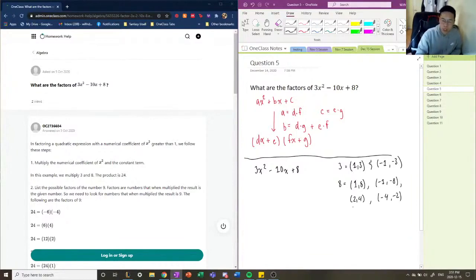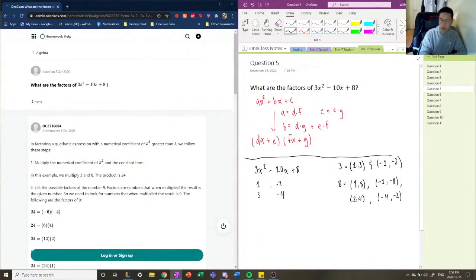Okay, so we need to choose a pair of factors from here and a pair of factors from here such that b will equal the sum of this formula here. This is basically trial and error at this point. So let's pick the factors of 1 and 3. Okay, let's put it in this way. And for 8, why don't we pick the factors of negative 2 and negative 4, like this. Okay, so we arranged our factors as so.